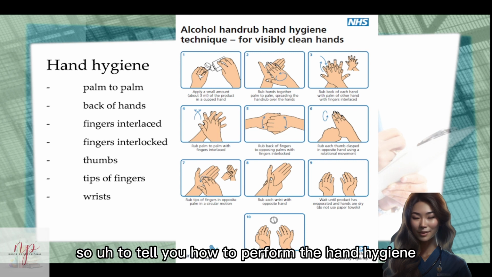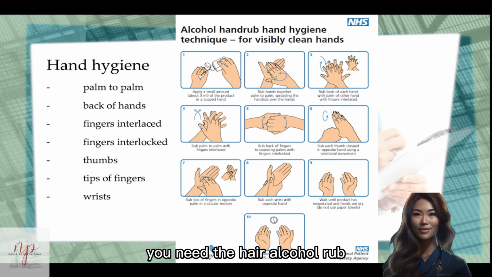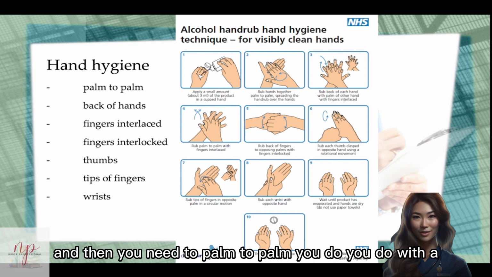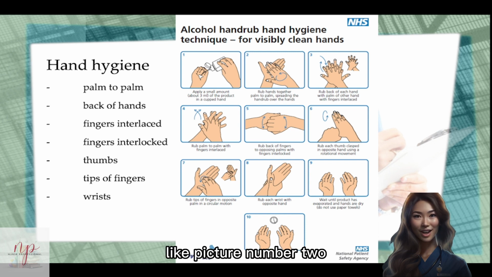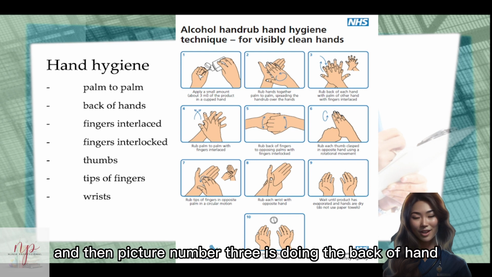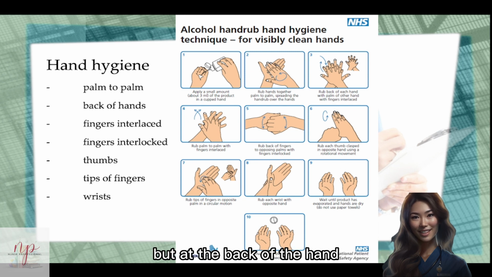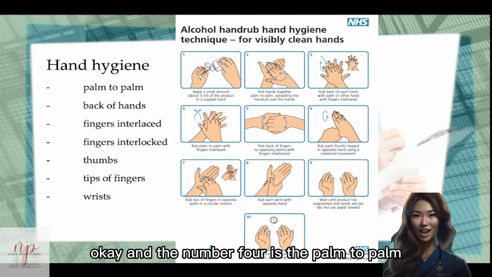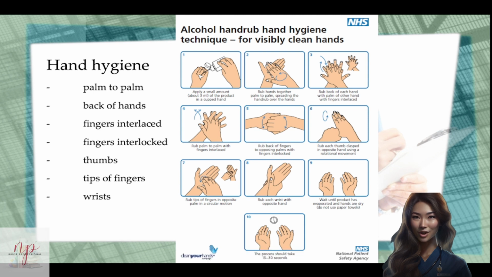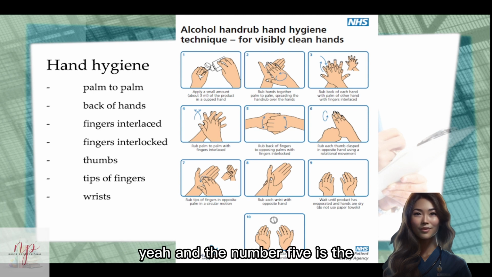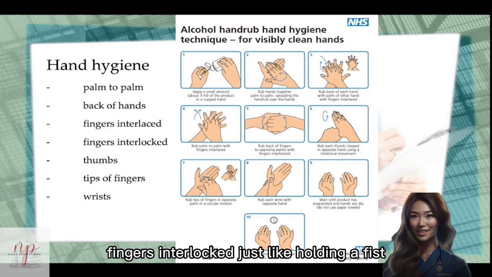To tell you how to perform the hand hygiene, you need the hair alcohol rub, and then you need to do palm to palm. You do it like picture number 2, and then picture number 3 is doing the back of hand. At the same time, you're doing the finger interlaced, but at the back of the hand, okay? And then number 4 is the palm to palm, finger interlaced, yeah? And then number 5 is the fingers interlocked, just like holding a fist.